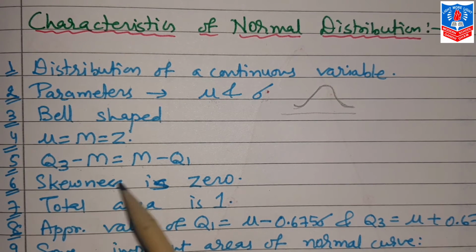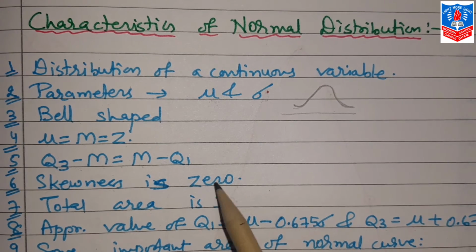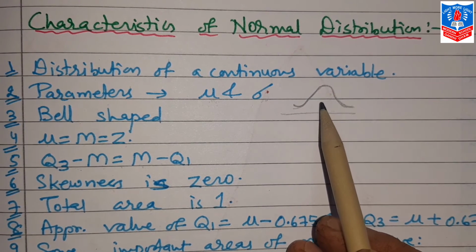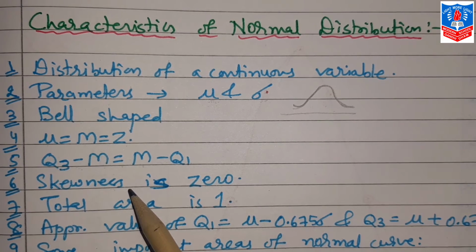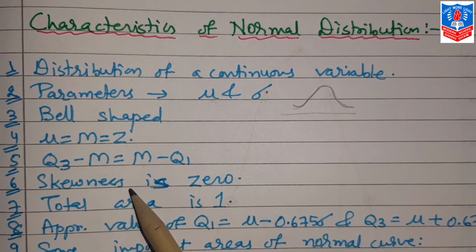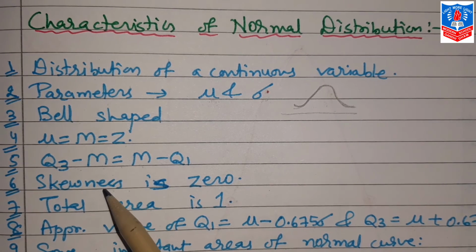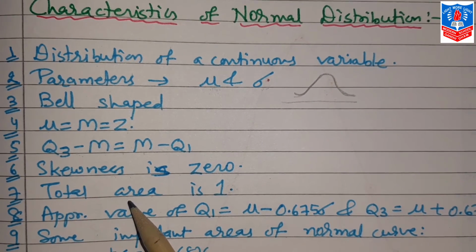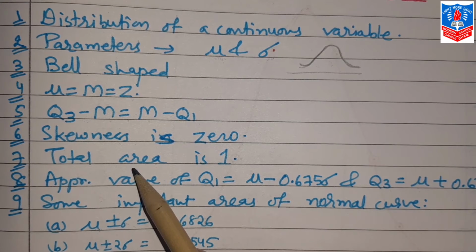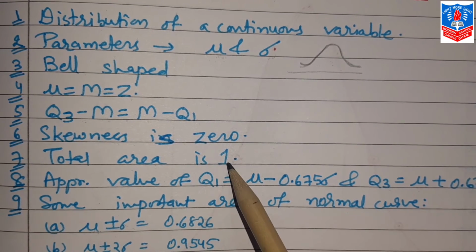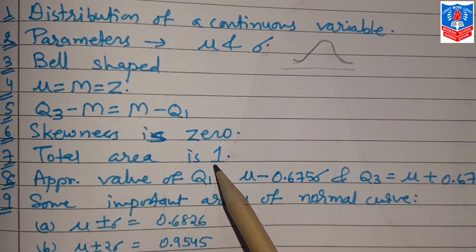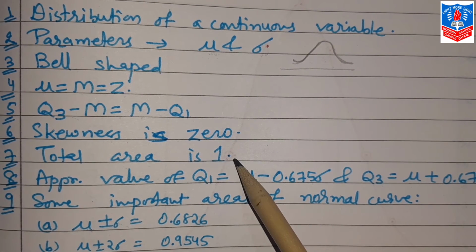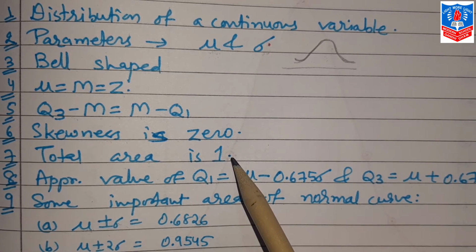Sixth, skewness is 0. As we just discussed, it is bell shaped, which is a symmetrical distribution. Now we know very well, you have already done it in 11th standard, skewness is what? Lack of symmetry. So obviously skewness in that case will be 0. Next, the 7th characteristic: total area under the normal curve is 1. 0.5 on the left hand side and 0.5 on the right hand side. This way total 1 will be the area of this normal curve.